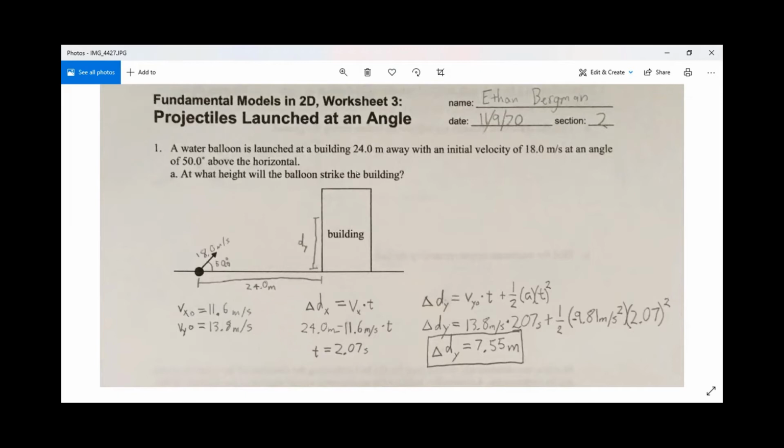which is 2.07 seconds. And then you have dy equals vy times t plus 1/2 a t squared, which you plug in 13.8 meters per second for the vertical velocity, times 2.07 seconds, plus 1/2 times negative 9.8 meters per second squared times 2.07 squared. And then you get your height, which is 7.55 meters, but you can round it to 7.5. And I just realized I forgot to put seconds on that 2.07 squared. There should be a seconds inside the parentheses.